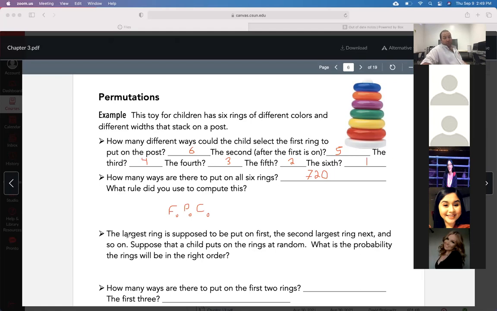Now, the largest ring is supposed to be on the bottom, then the second largest ring, and then the next, and so on. If the kid put them on at random, what is the probability that they're going to be in the right order? How did you get 720?